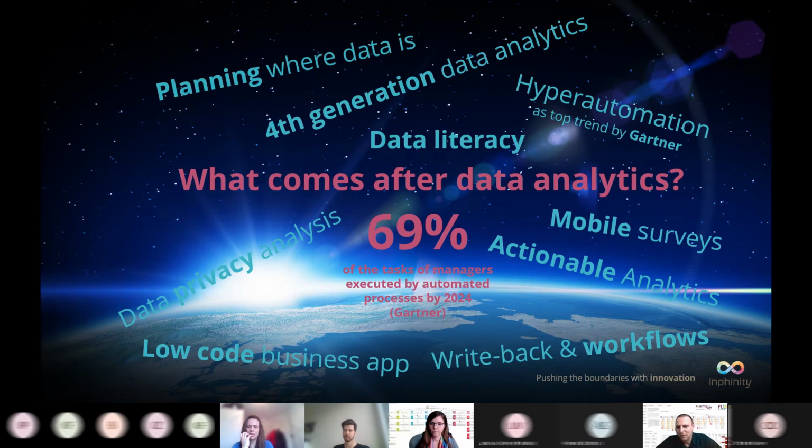Click is saying actionable analytics. Gartner, for example, defines this year the trend of hyper automation, which is automation of everything that's possible to be automated. We started talking about the fourth generation data analytics, a recognized trend of what comes after self-service data analytics, also towards this actionability. There is a trend towards planning, where the data is data privacy analytics, low-code business applications, write-backs and workflows. So really, data literacy is a big topic that follows implementation of data analytics.